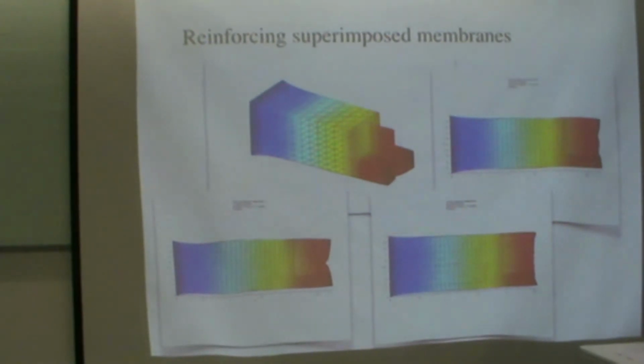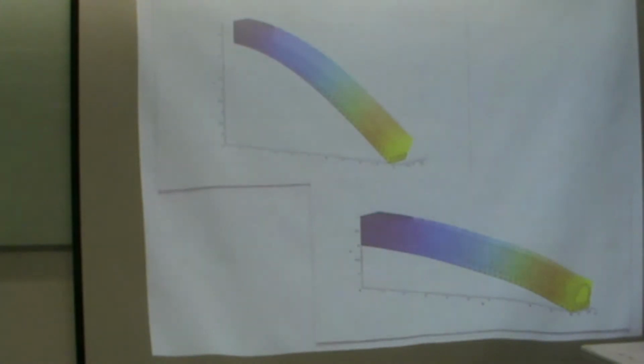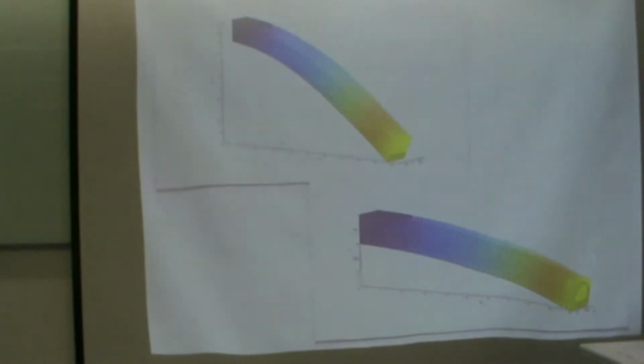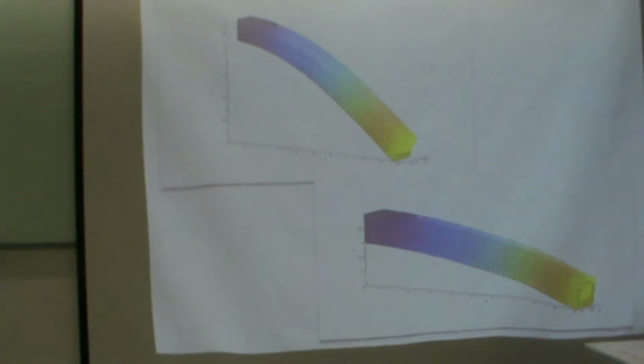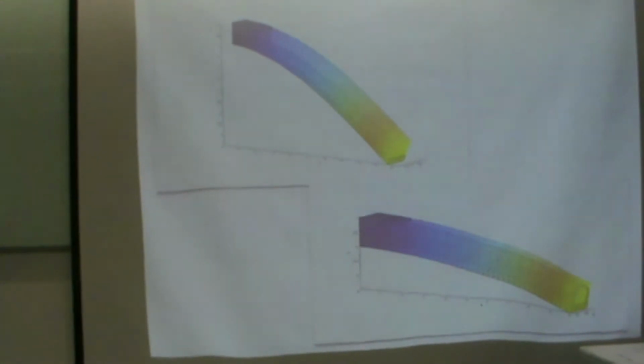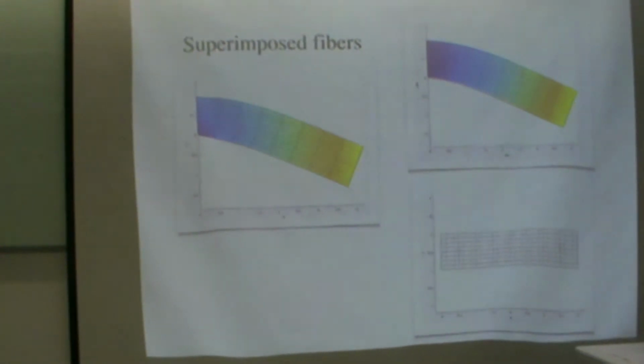You see that it reacts to this membrane. You could put in several membranes. You could stiffen something with a membrane in bending, for instance. This is some kind of cantilever beam without stiffening, and here is a circular membrane inserted. You see that it stiffens. It's the same load. You can do superimposed fibers.